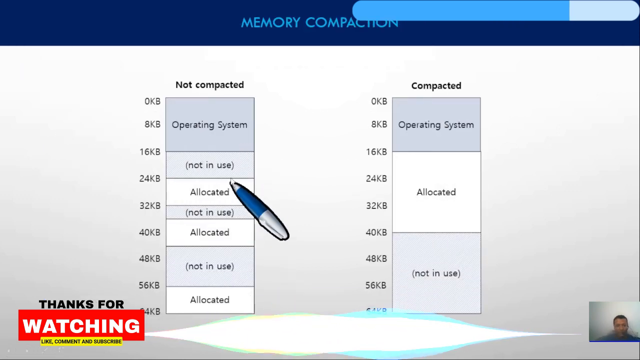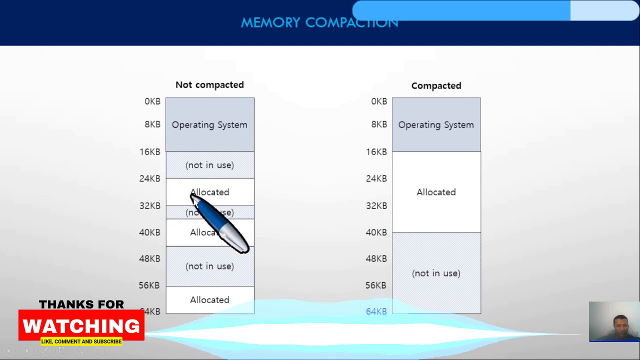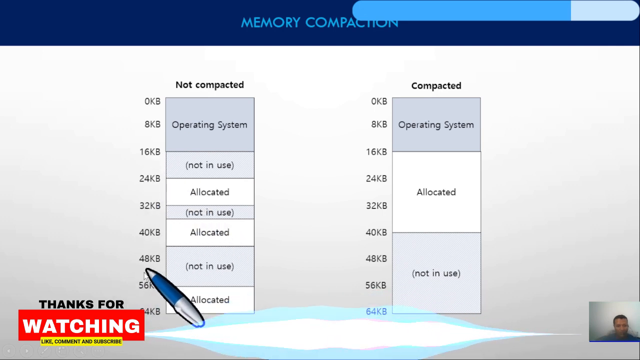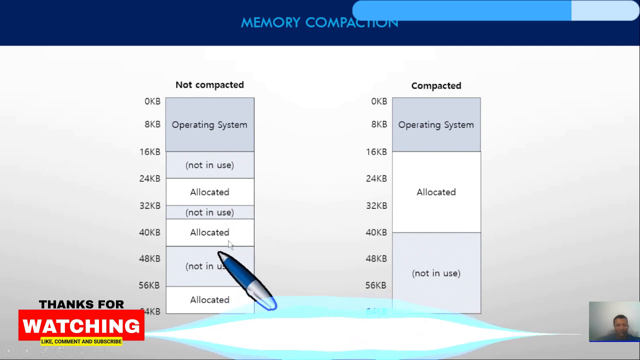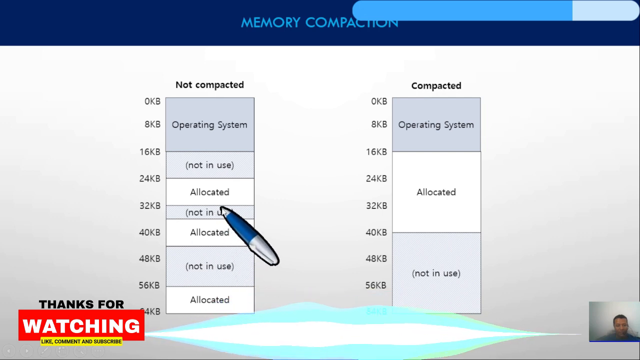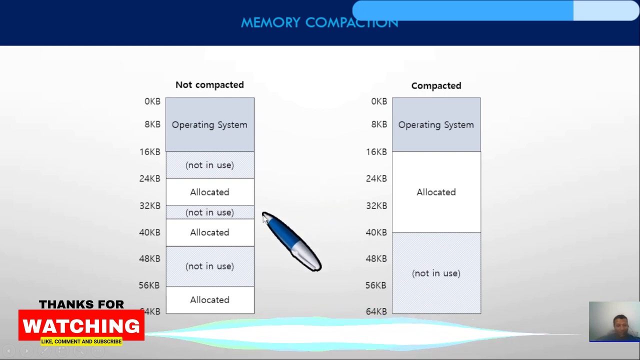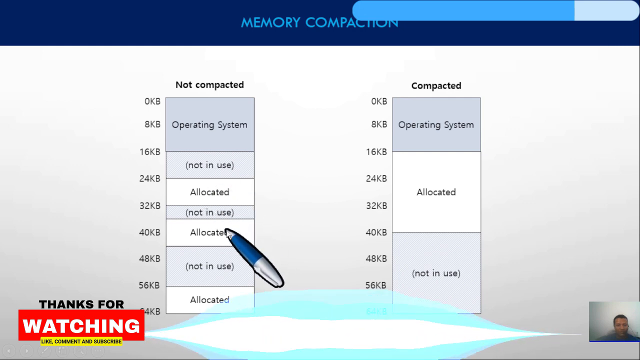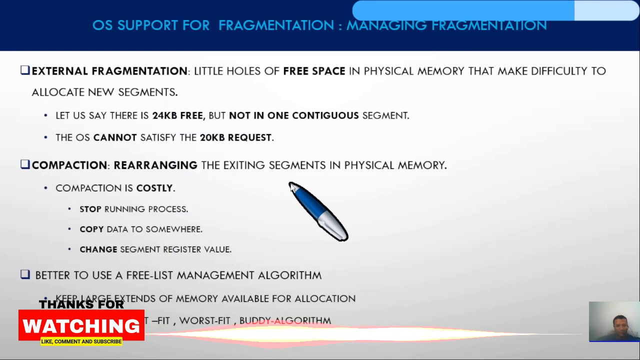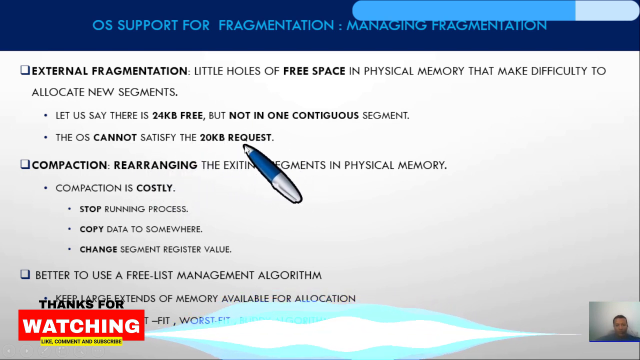Let's see. As you can see here, this is free, this is free, this is free: from 16 kilobytes to 24, from 32 to 40, from 48 to 56, but they are not in the same location. So even if the total is 24 kilobytes, if we need 20 kilobytes of memory space, we cannot get it, because it is already fragmented, as you can see here. So the operating system cannot satisfy the 20 kilobyte request. So what is the solution?